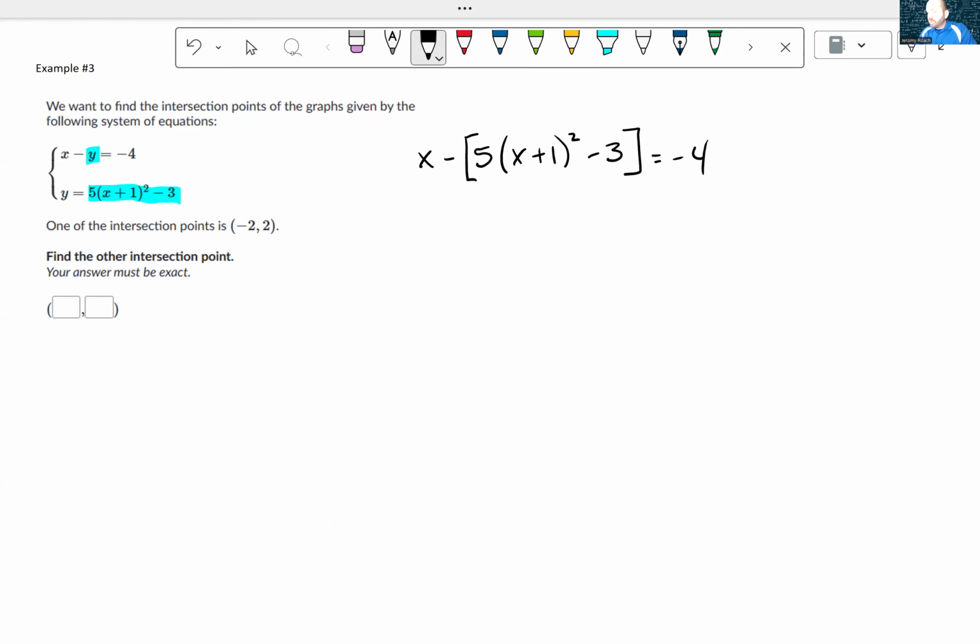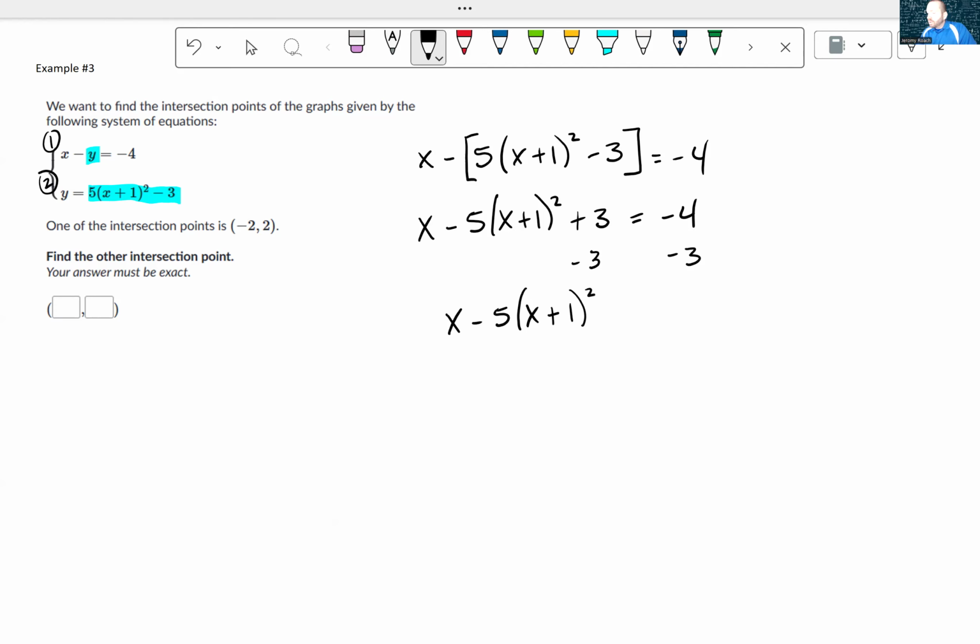Okay, now we're going to distribute this negative, and we get x minus 5 times quantity x plus 1 squared, and then this becomes plus 3 is equal to negative 4. We're going to subtract that 3 on both sides. And I'm just showing you this way instead of solving it for y for equation 1. We're just plugging in this way just to look at an alternative method.